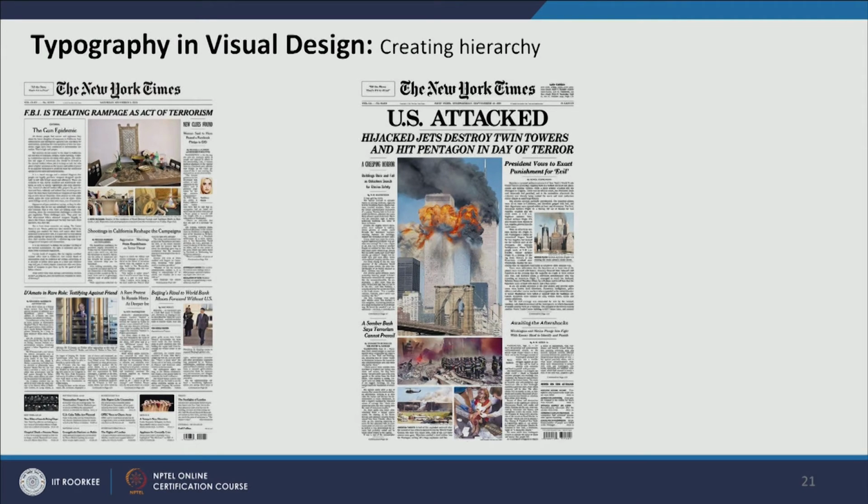So that principle is also used, and here we can see all centrally aligned headlines. Generally that also doesn't happen, it's right aligned. So central alignment also creates an anomaly, and we try to read that first.